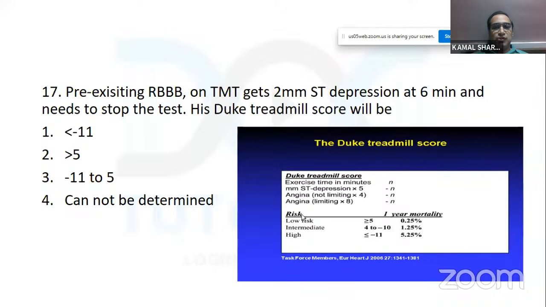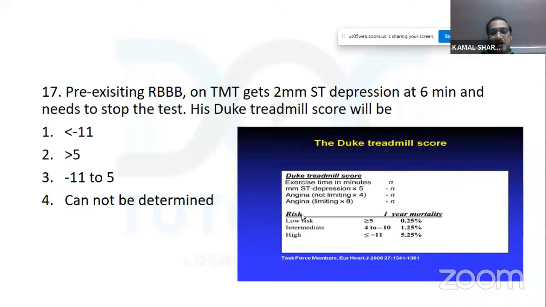Again, in RBBB, if you're getting 2 millimeter ST depression at 6 minutes and the patient has to stop, you need to calculate the Duke treadmill score. Now, the Duke treadmill score is based on a simple formula: duration of exercise minus 5 times the ST depression, plus the angina index. So when you calculate it, it will come to 6 minus 2 into 5 for the depression that you had, and an angina index of 2 because he stopped.